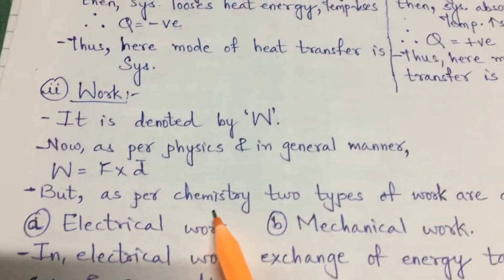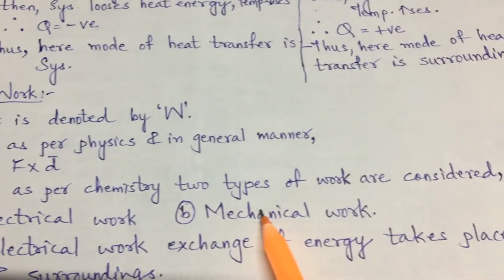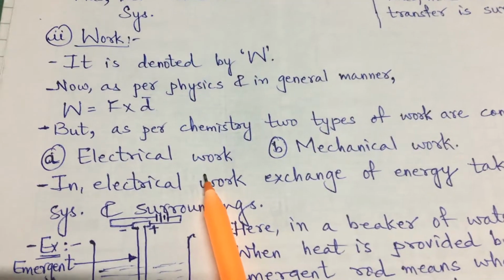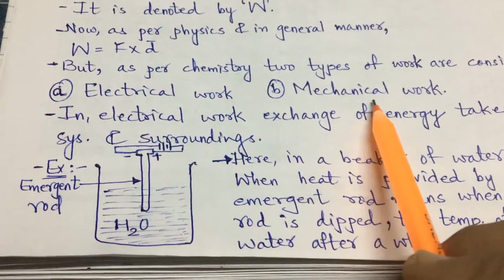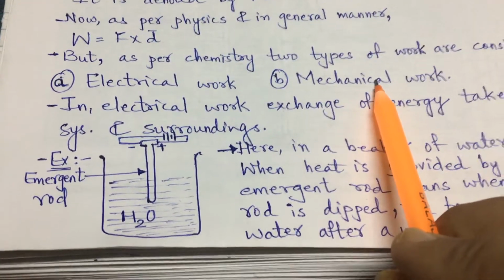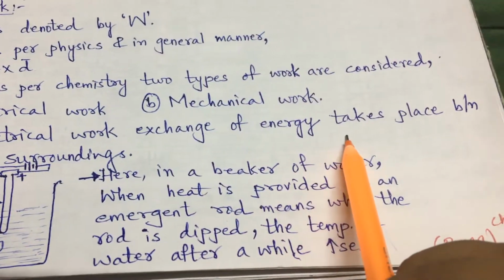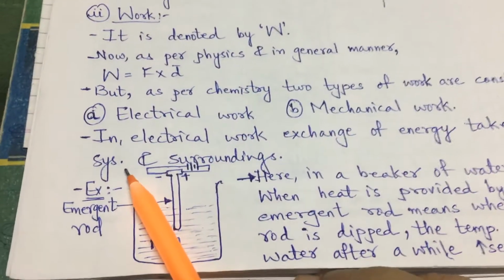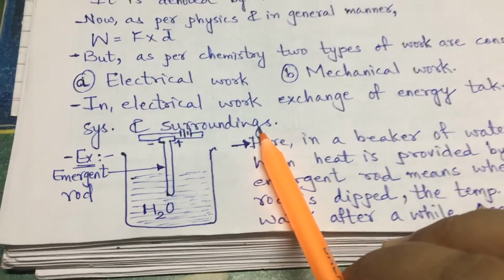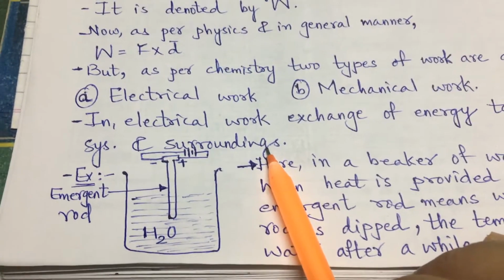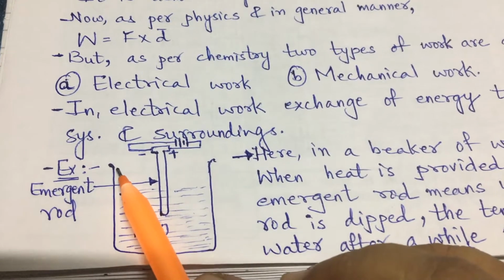But as per chemistry, two types of work are considered. One is electrical work and the other is mechanical work. In electrical work, exchange of energy takes place between system and surroundings. Now we know what is system and what is surrounding, right? So here let's have an example.